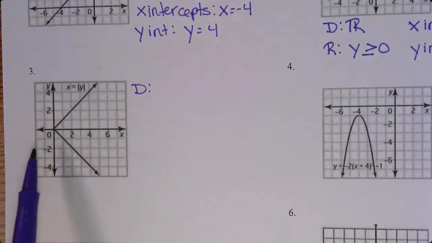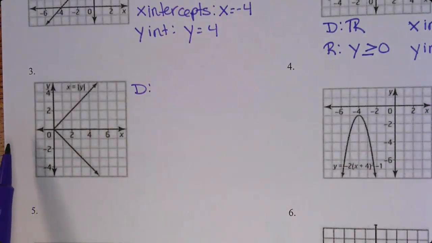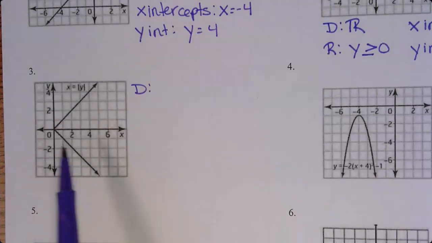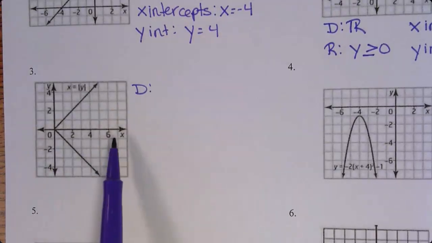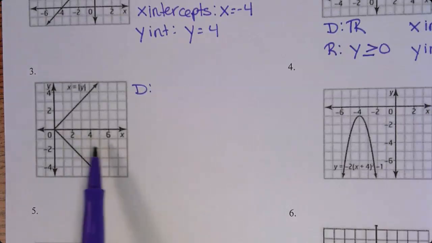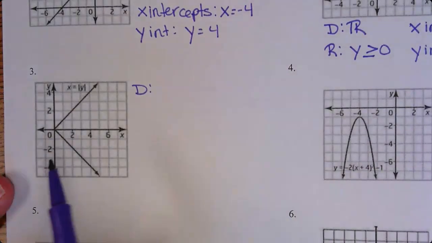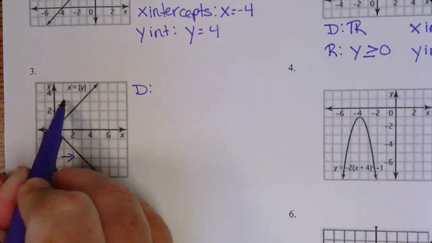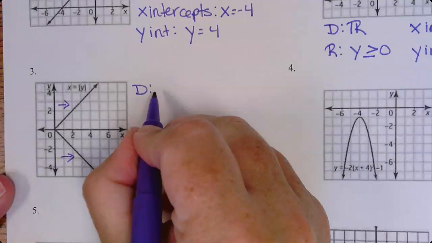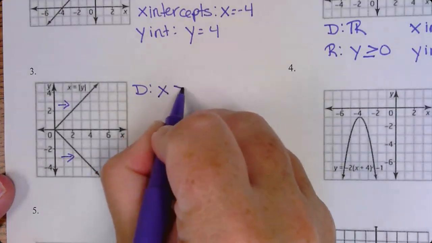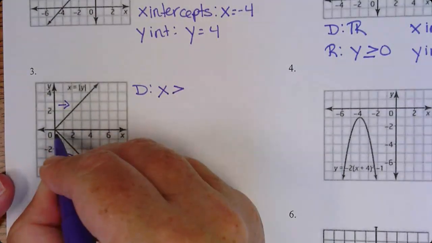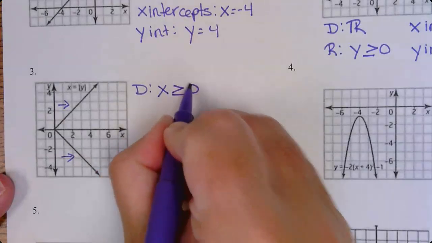Okay, so let's look at number 3. Domain. Am I touching the negative x values? The answer is no. Am I touching the positive x values? I am so sorry. Positive x values. Yes. Am I touching 0? Yes. So notice I'm touching everything in this direction. So this is going to be x greater than, because I'm touching 0, equal to 0.